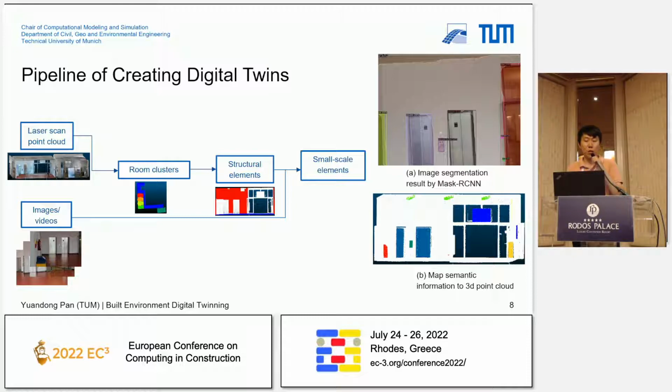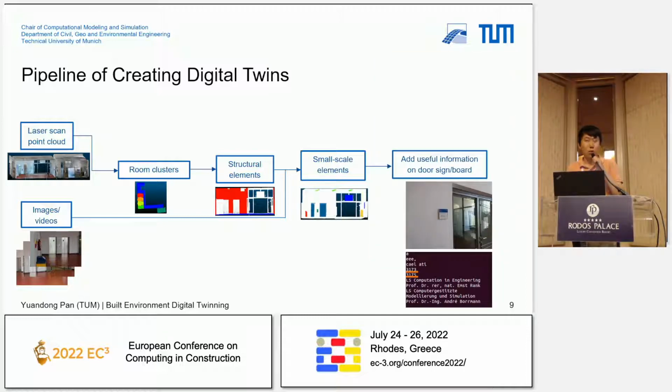in the 3D space. Basically, we apply 2D image segmentation networks, for example, Mask R-CNN, and get the semantic information in 2D images, and by a photogrammetric process, we map this semantic information into the 3D point cloud.